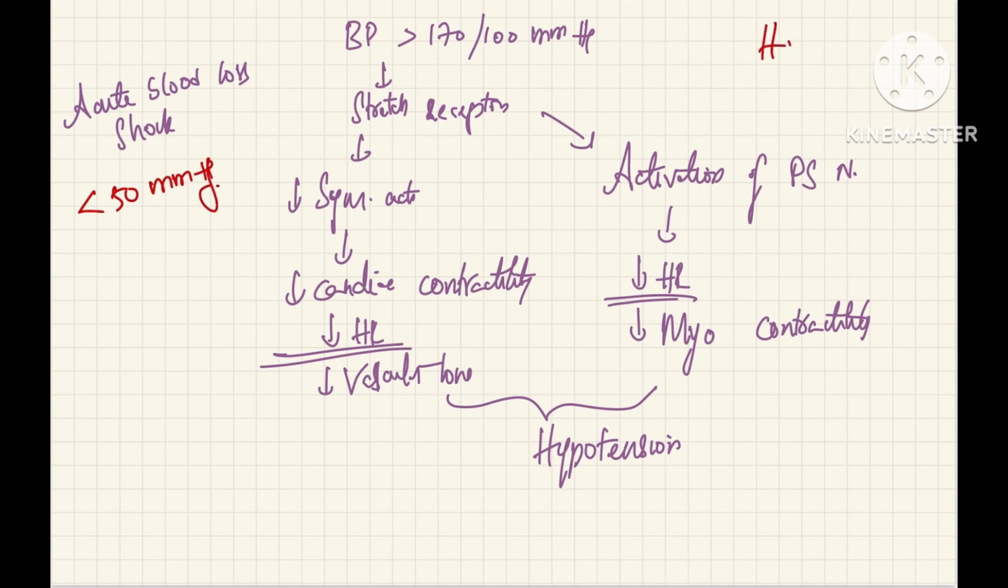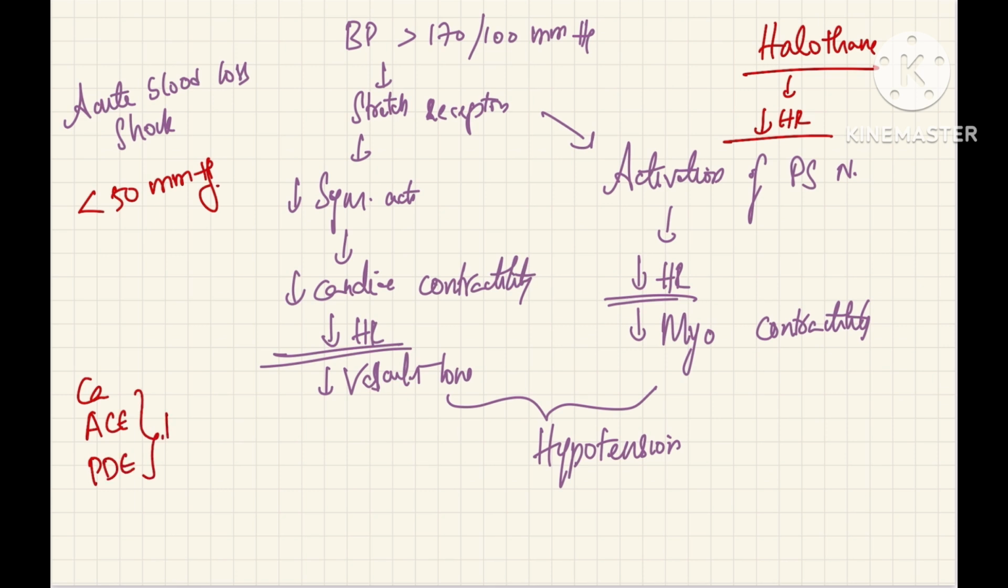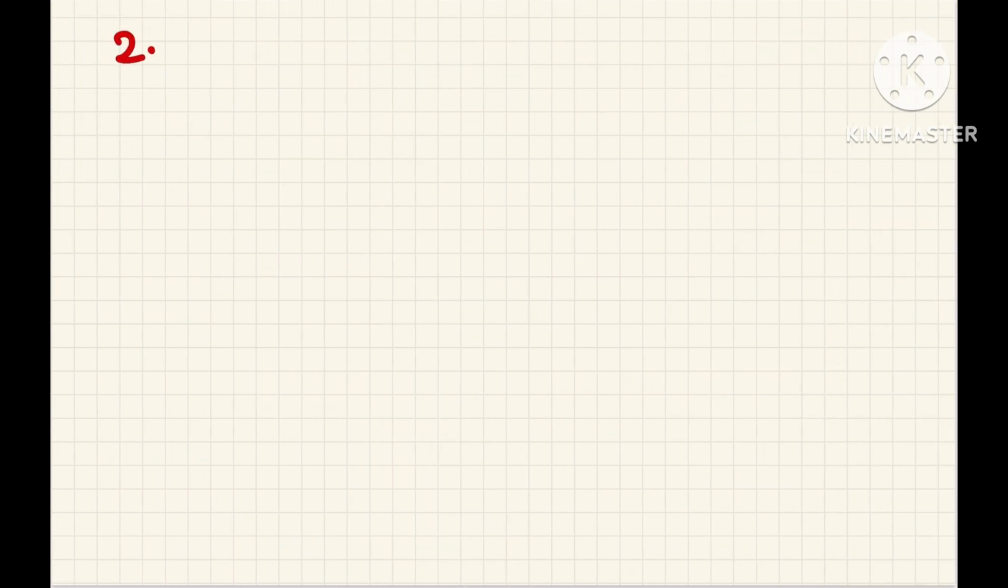Halothane, the inhalational agent in anesthesia, decreases the heart rate component of the reflex. The calcium channel blockers, ACE inhibitors and PDE inhibitors decrease the cardiovascular response of increasing the blood pressure. This is due to direct effects on peripheral vasculature and interference with the CNS signaling pathways. This is baroreceptor reflex. The next reflex is the chemoreceptor reflex.